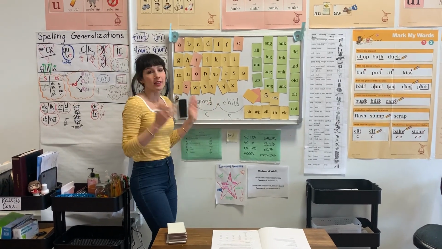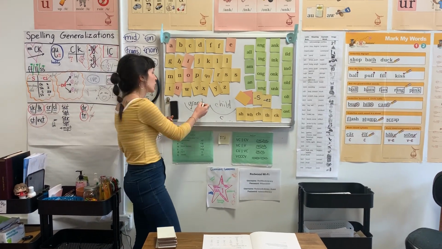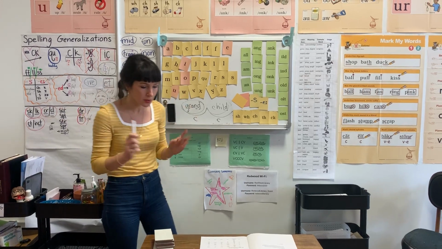And you continue to practice those syllable division rules. So in the word grand and child, this is a compound word. So grand is going to stay by itself and child is going to stay by itself. You would split right between those two words.